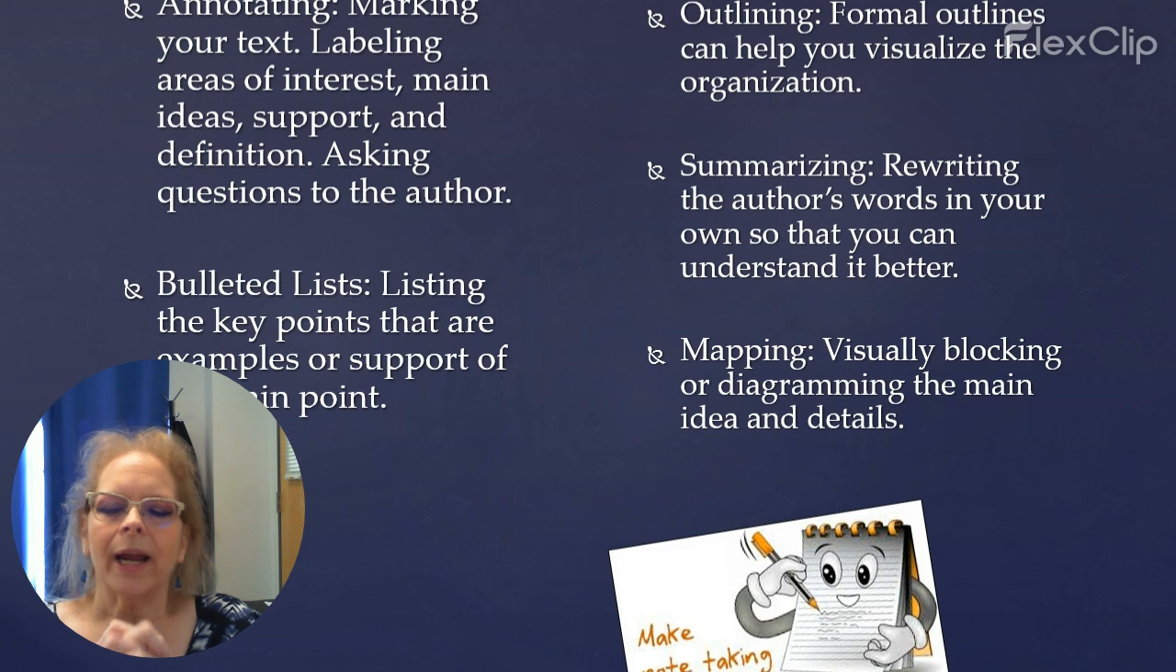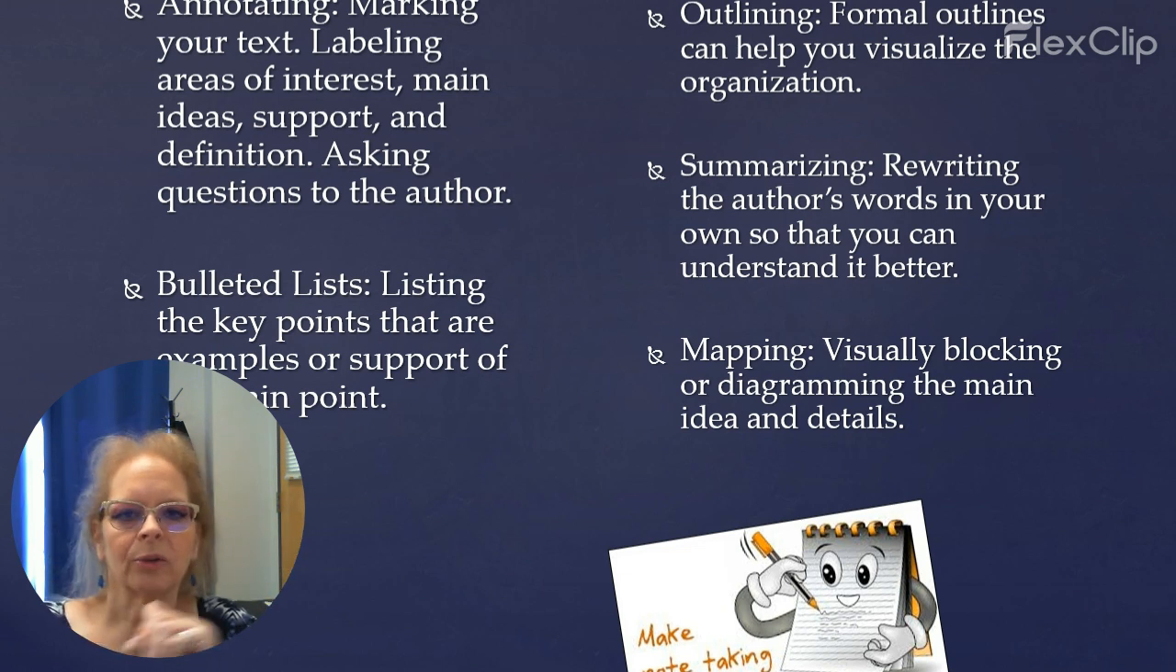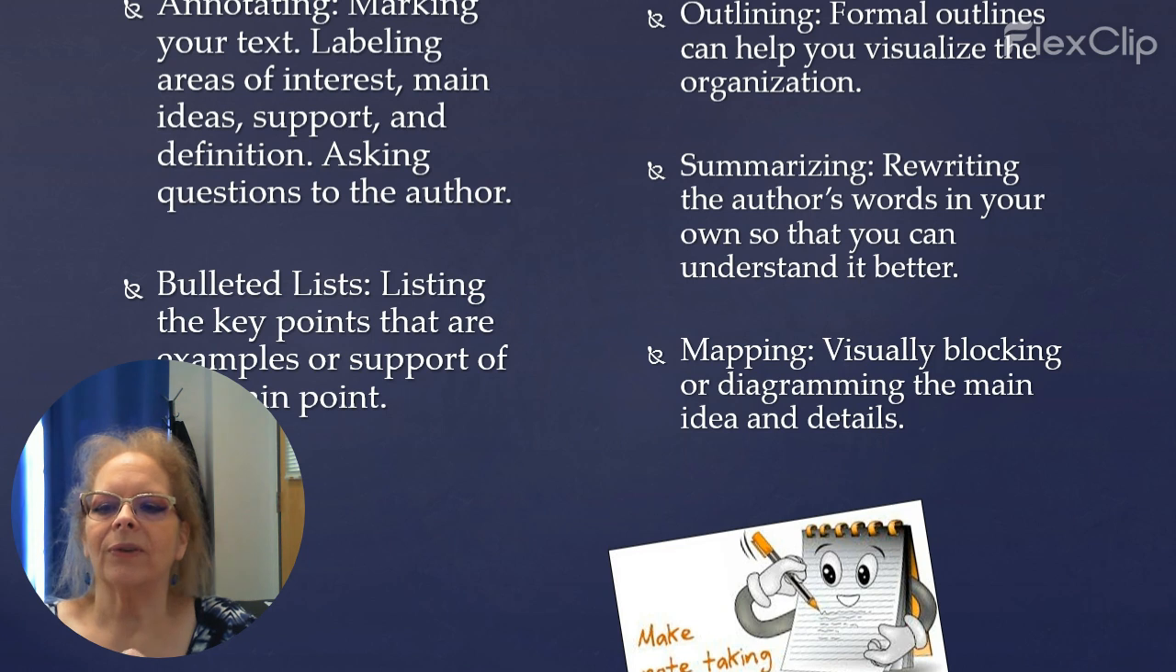Annotating is just marking up your text. It could be a highlighter or arrows, happy faces, different colored pens, whatever works best for you. But it's marking and labeling your book for the main ideas, areas of interest, supporting details. If you have a word that you don't understand, you can write the definition to it in the margin. So that's what annotating is. It's actually physically taking the notes.